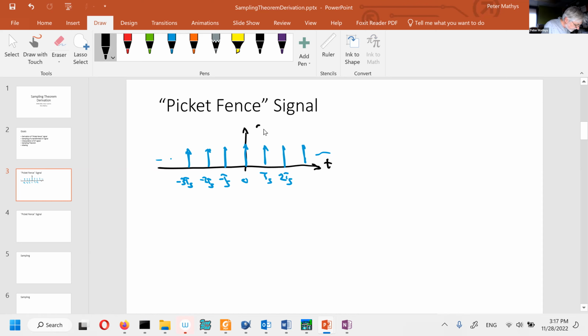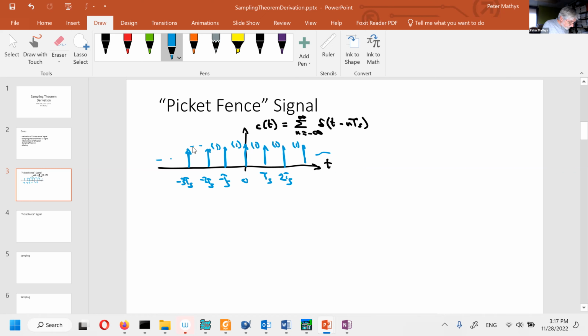We're going to call it c of t, equal to the sum n equal to minus infinity to plus infinity of delta of t minus n times Ts. And the areas of those impulses are 1, like this. And what we would like to find out is what is the Fourier transform of the sequence of impulses.